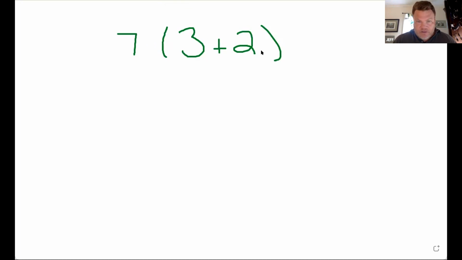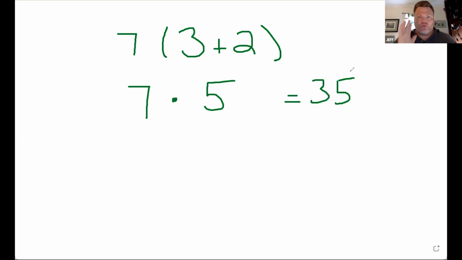Now, dear Aunt Sally says, add these two together. And now 7's still hanging out there. We got to remember to write a little times dot. And then we'll do it. We'll get our answer, which is 35, which is right. That's the strict, please excuse my dear Aunt Sally, way to do it.